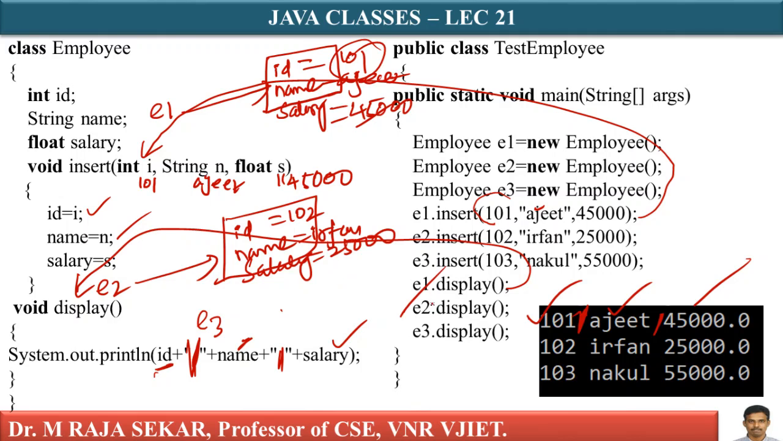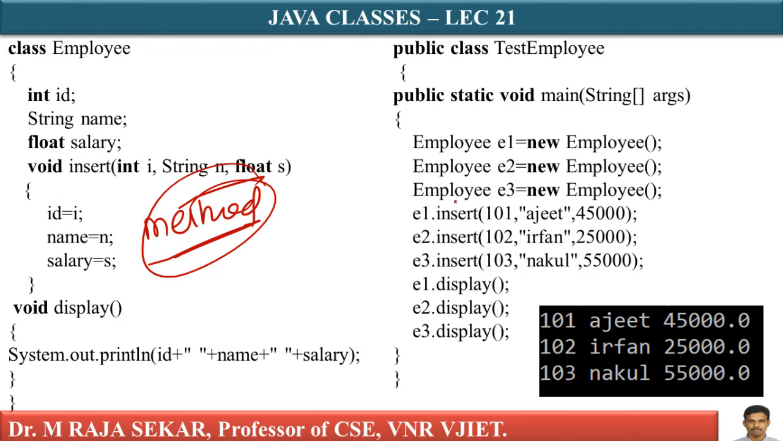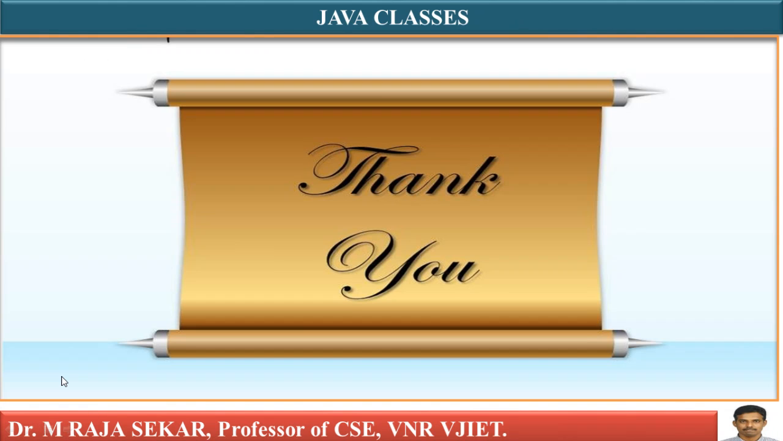In a similar manner, you can understand E2 dot display, for which I will get 102 Irfan 25,000, and E3 dot display, in which I will get 103 Nakul 55,000. This is, as I told you, a repeated program which I discussed in my previous lecture. In this lecture, what am I doing? I am initializing by using a method. By using which method? I am using the insert method. I am initializing these objects, and after initializing, I am displaying. It's simply a repetition of my class. Just go through it. If you have any difficulty, please keep a comment. Thank you very much.